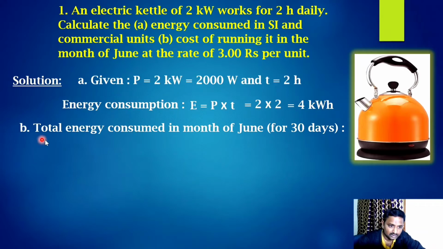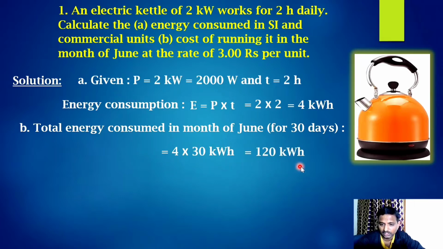Now B. Total energy consumed in the month of June, that is for 30 days. So per day it is used for 2 hours, so it is consuming 4 kilowatt hour. Then for 30 days, that is 4 into 30 kilowatt hour, that is equal to 120 kilowatt hour. So kilowatt hour means units, so we got 120 units.